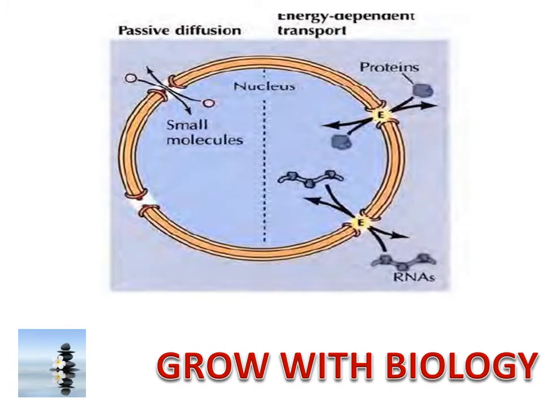Next, when we talk about transportation, we know that some small molecules can easily diffuse through the nucleus. But at the same time there are some proteins which can't diffuse. There are RNA molecules that cannot diffuse, and that needs energy. So in the nucleus we find two types of transport systems. One is passive transport, another is active transport. For the energy dependent transport, that is active transport, we require some molecules or protein channels.